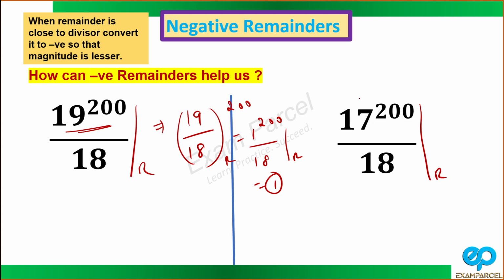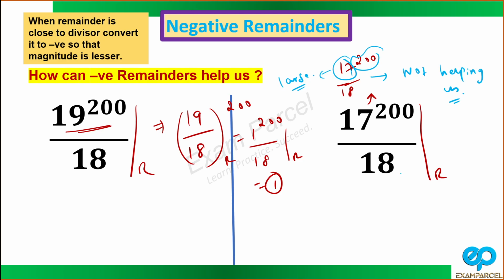Fine. Now what about this one? So 17 by 18. Now 17 raised power 200. Now think over here. This is of no use, right? Why? Because 17 is a very large number, especially when I want to raise it to 200. This is of no use for us. So this positive remainder, this 17, is not helping us in any way.